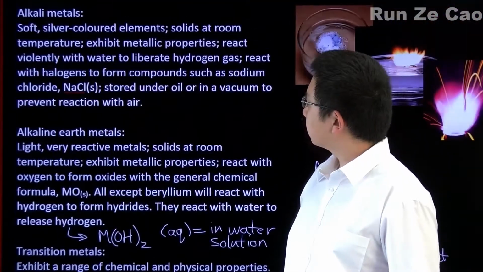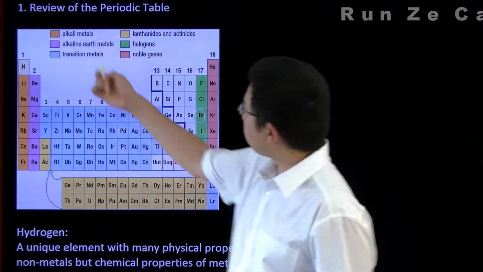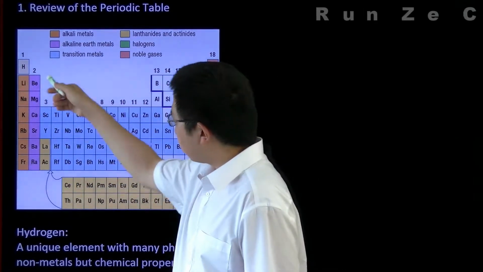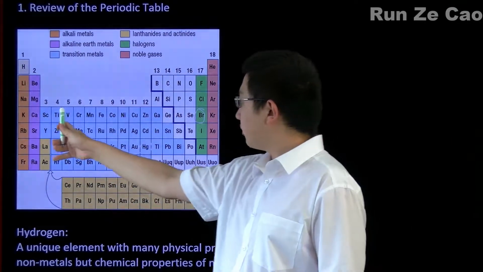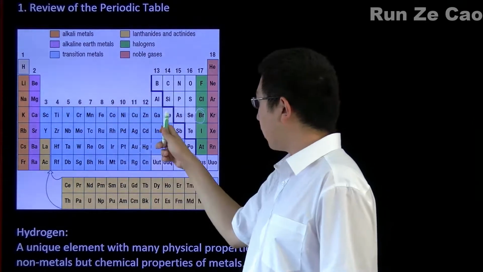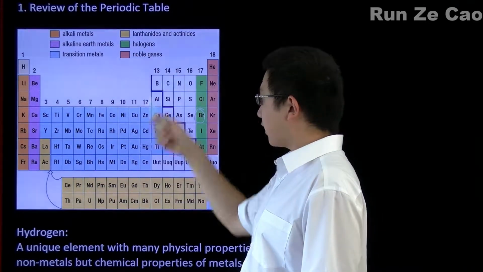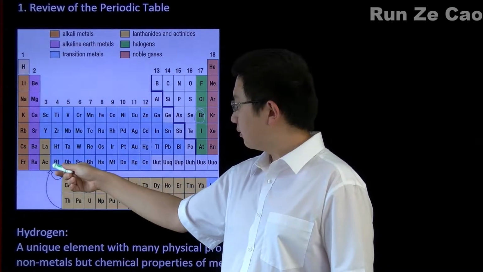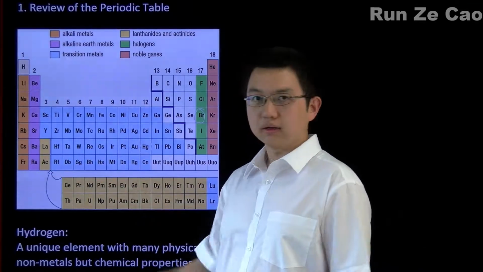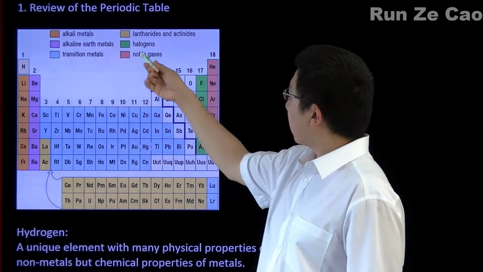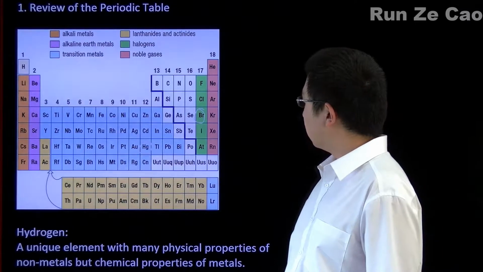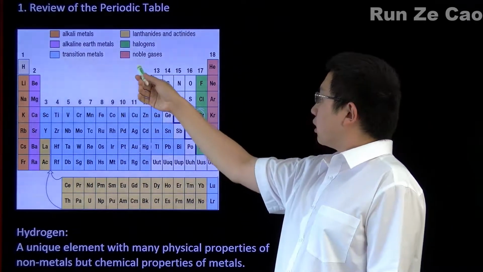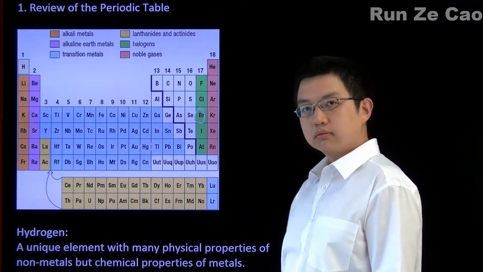Well, alkali metals, first group, except hydrogen. Alkaline earth metals, second group. Transition metals, groups 3 to 12. Lanthanides and actinides are these. They begin with lanthanum and actinium. Halogens are group 17, but most people don't bother including astatine in there. And noble gases are group 18.